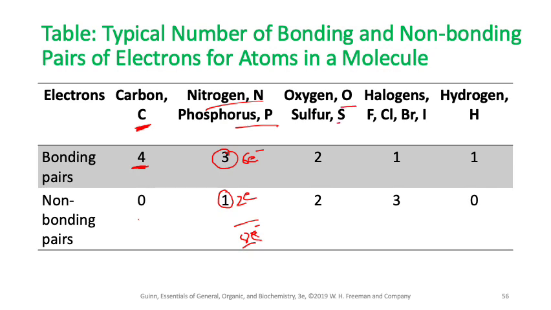For oxygen and sulfur, 2 bond pairs, 2 lone pairs, 4 electrons, 8. For halogens, you need just 1 single bond, 1 bond pair and 3 lone pairs. So 1 bond pair is 2, 6 electrons from 3 lone pairs, 8. And for hydrogen, just 1 bond pair. There won't be any lone pair, so the total is 2 electrons, because hydrogen needs just 2 electrons. So this is how you can calculate how many lone pairs and bond pairs each atom will have in the structure.